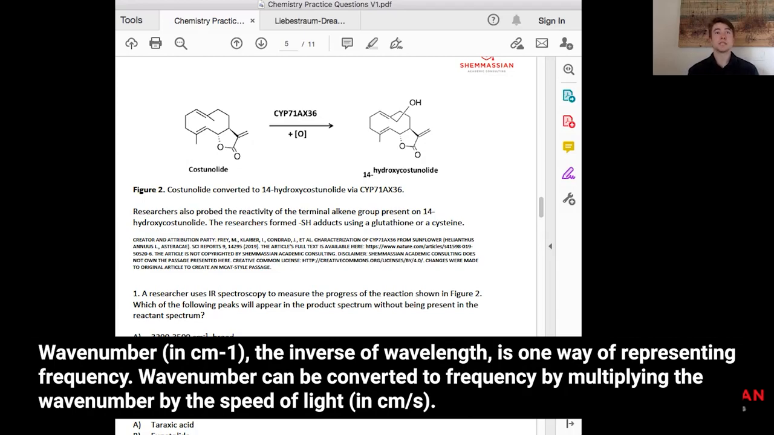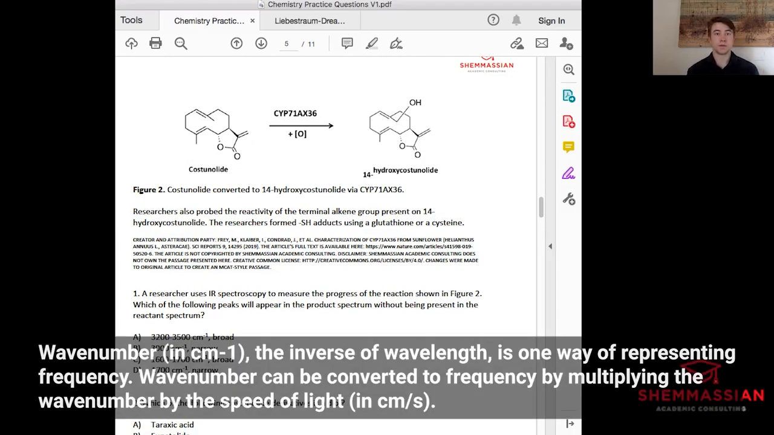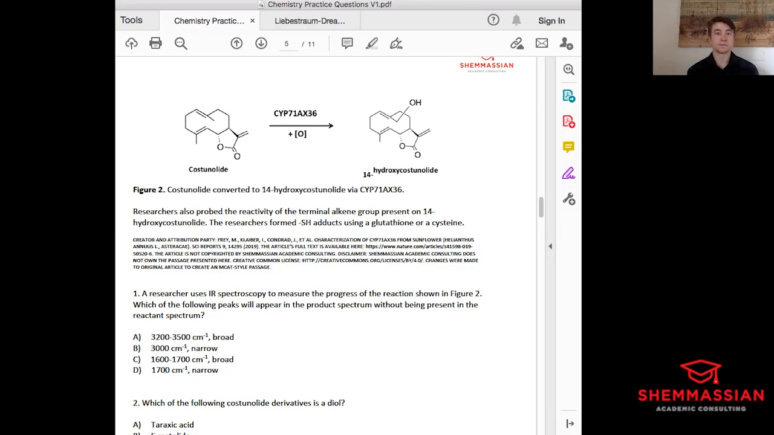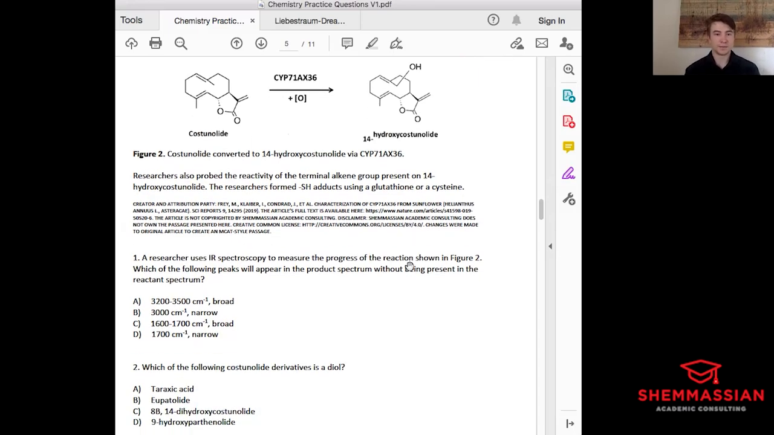And then 1700 cm to the negative one, that frequency is the one that is best absorbed by the carbonyl, this C double bonded to an oxygen. So I'm looking for those two primarily for IR.